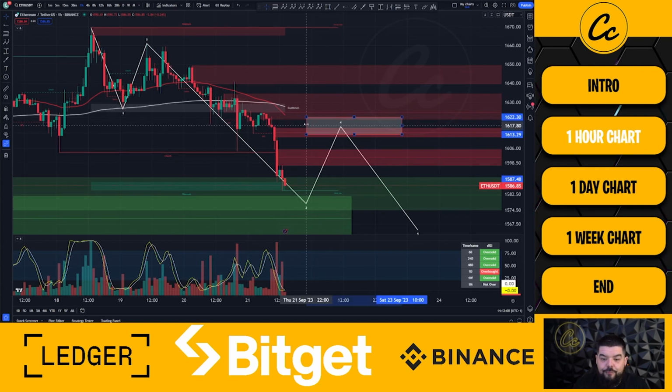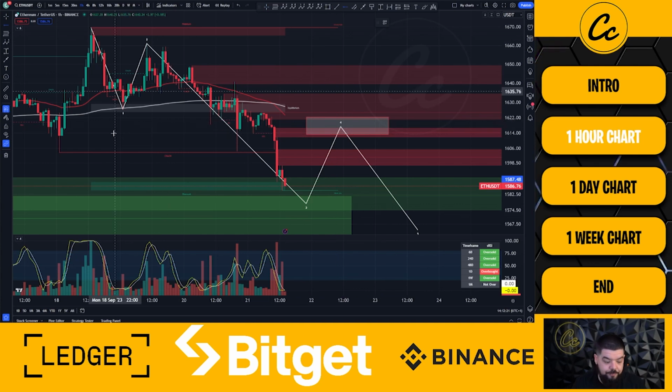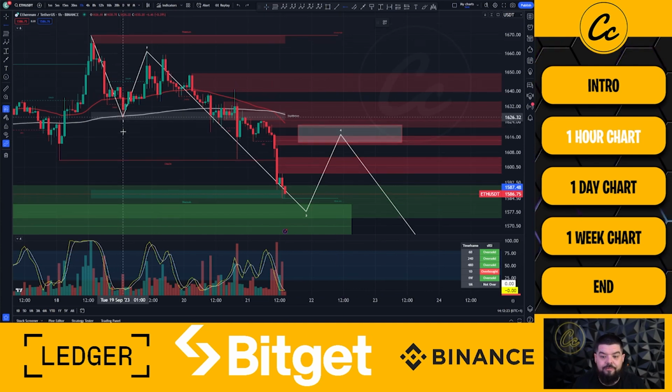Target currently for this next move to the upside is this typical retracement area for the wave 4, coming between $1,613.29 to as high as $1,622.30. We cannot go above the previous high here, the previous wick low here of the wave 1, that coming at $1,626.32, which obviously we can see here ties up with this equilibrium.